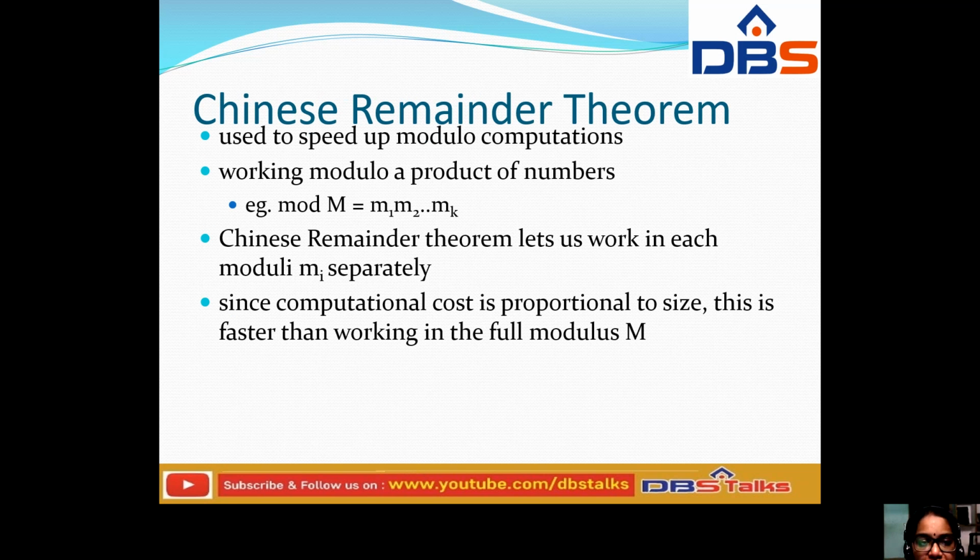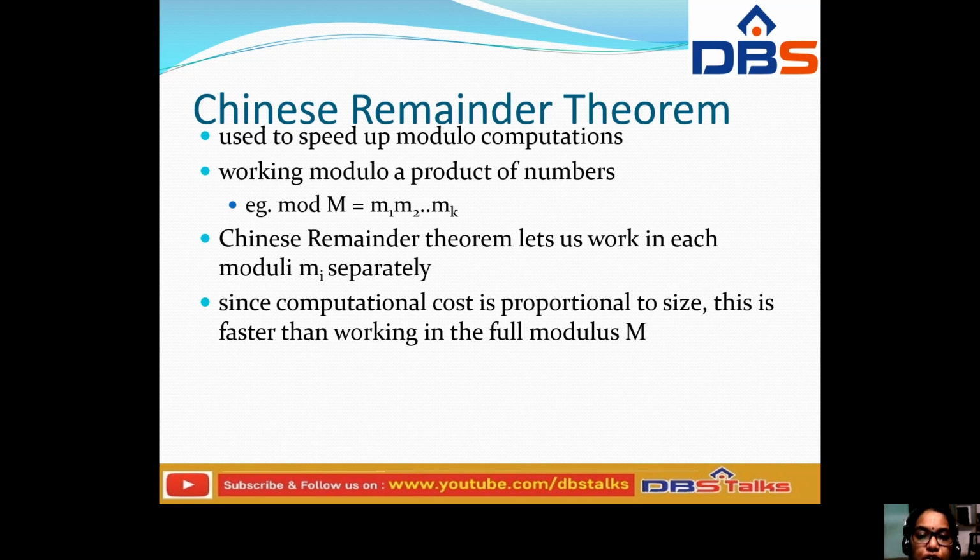See, this is about the Chinese remainder theorem. We have to speed up the modulo computations when you are performing modulo operations on a product of numbers, for example, modulus m equal to m1, m2, m3 and so on up to mk. The Chinese remainder theorem lets us work with each modulo mi separately.